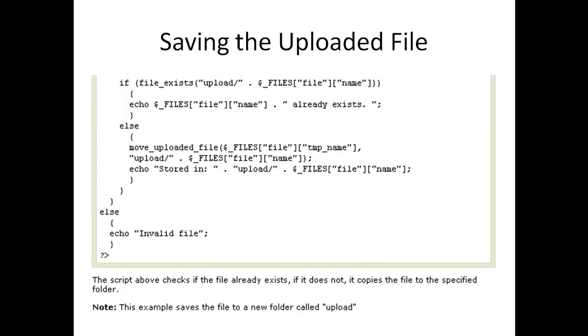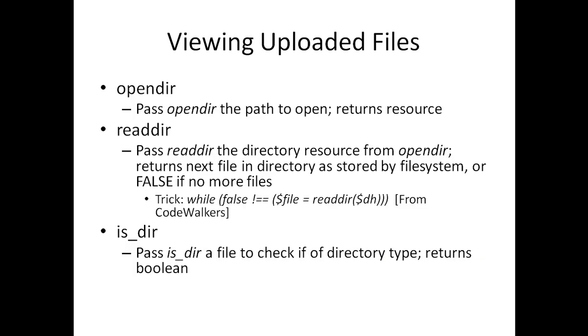Okay. The script above checks that the file exists already. If it doesn't, it copies the file to a specified folder. Note this example saves the file to a new folder called upload, which we talked about. To view them, you can use opendir.